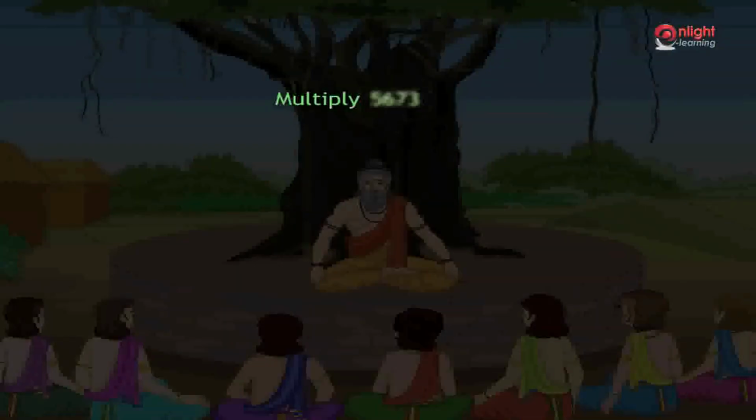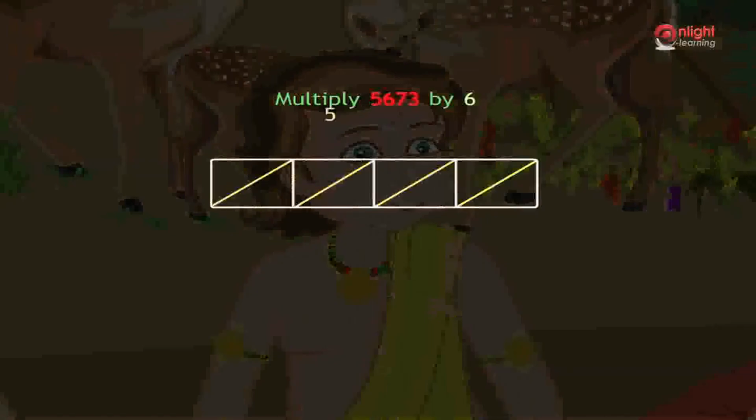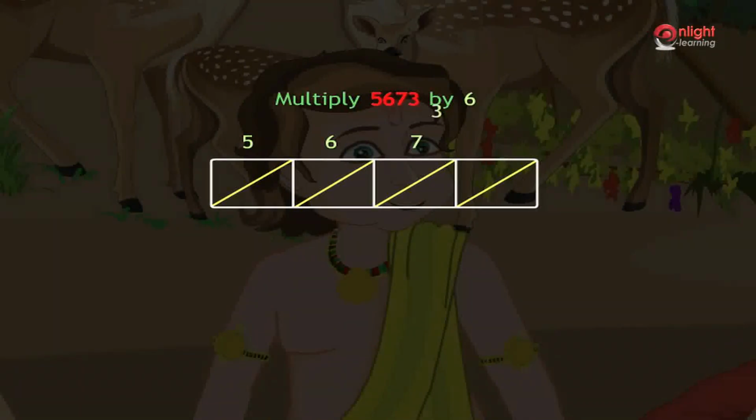Now Sadev, come and try this multiplication. Multiply 5,673 by 6. First we write the number on top of the lattice and 6 on the left. Now multiplying 5 and 6, I get 30 right in the first box. Next multiplying 6 and 6, I get 36. So write down 36 in the second box.